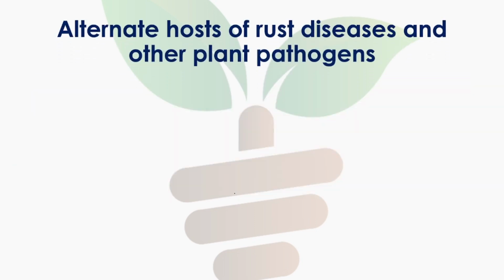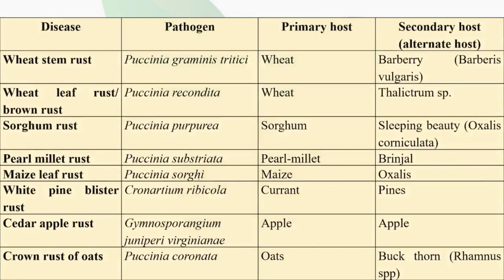Here I have given some alternate hosts of rust diseases and other pathogens. I have given the disease name, pathogen name, primary host and secondary host. The secondary host is the alternate host. We will start with wheat stem rust caused by Puccinia graminis tritici. The primary host is wheat and the secondary host is barberry, scientific name Berberis vulgaris.